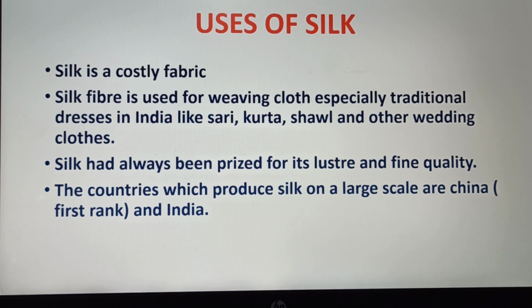Uses of silk. Silk is actually a very costly fiber and it is mainly used for weaving clothes, especially traditional dresses in India like sari, kurta, shawl and other wedding clothes. Silk has always been prized for its luster and fine quality. The countries which produce silk on a large scale are China and India.